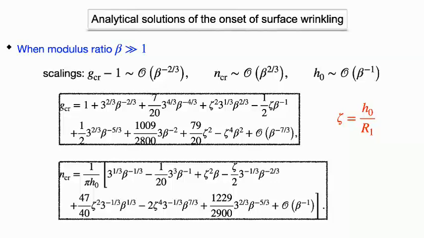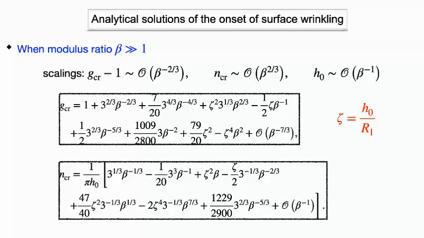Here we introduce a new parameter. Zeta is H0 by R1. It's a thickness ratio, and you can see that the critical growth is only dependent on zeta, not on H0 and R1 independently. It means that it is the thickness ratio that makes a difference. And for the critical wave number, when you consider pi H0 times n critical, it is also a function of zeta only, right?